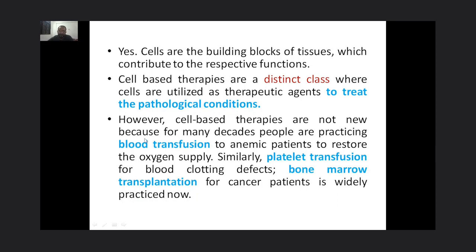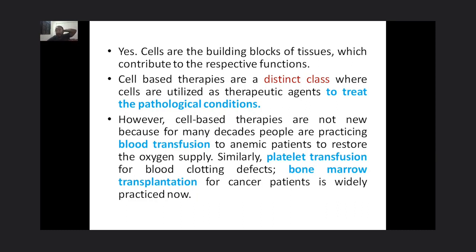Why do we use blood transfusion? Obviously, here we will be using blood cells like RBC and WBC, transfused to anemic patients to restore the oxygen supply. That is one of the practiced methods since many decades. Similarly, platelet transfusion is also there for blood clotting defects. Wherever there are blood clotting defects, the platelet counts will be low. So we are transfusing or incorporating the platelets in order to get the blood clotting property, so that we can avoid the blood clotting defects.